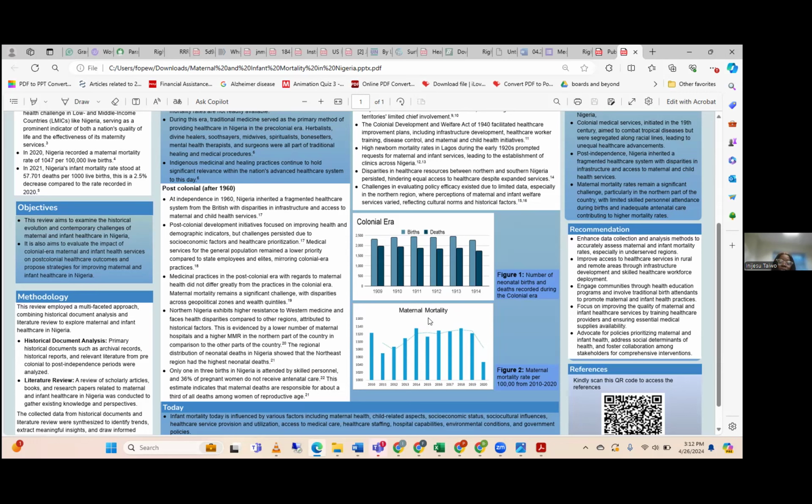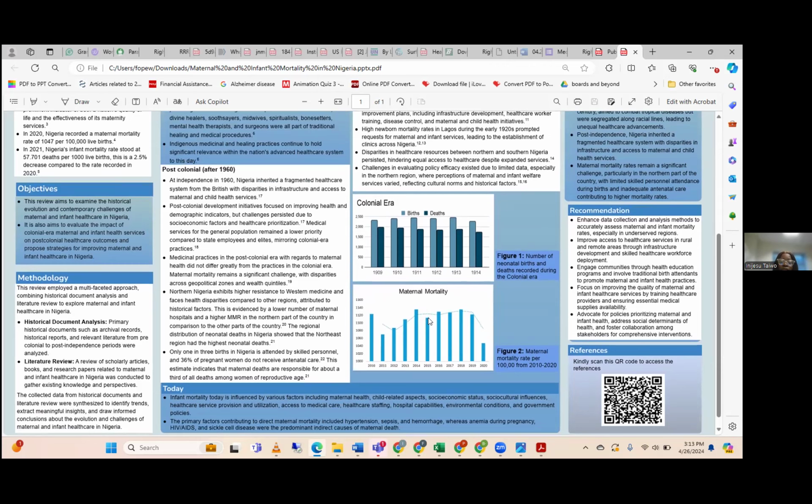Medical services for the general population remain a lower priority compared to state employees and elites, mirroring colonial era practices, meaning the general population still does not have access to healthcare when you compare them to individuals that are in the working class. The individuals that have jobs are the people that currently have health insurance, because for the universal healthcare coverage in Nigeria, one of the requirements is for you to have a job, because it is provided to you through your job.